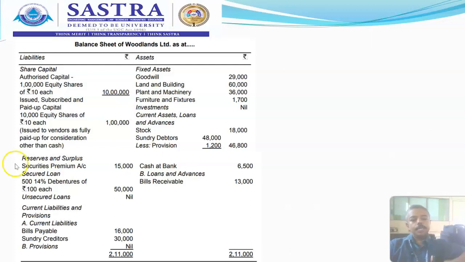So with this, let me stop this lecture on acquisition of company, and the next class will be focusing on the next chapter, that is profit prior to incorporation and another important area.